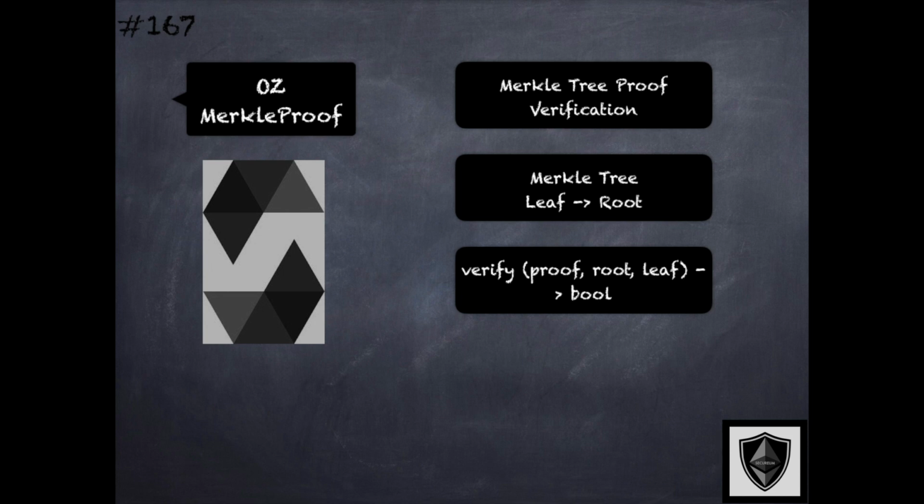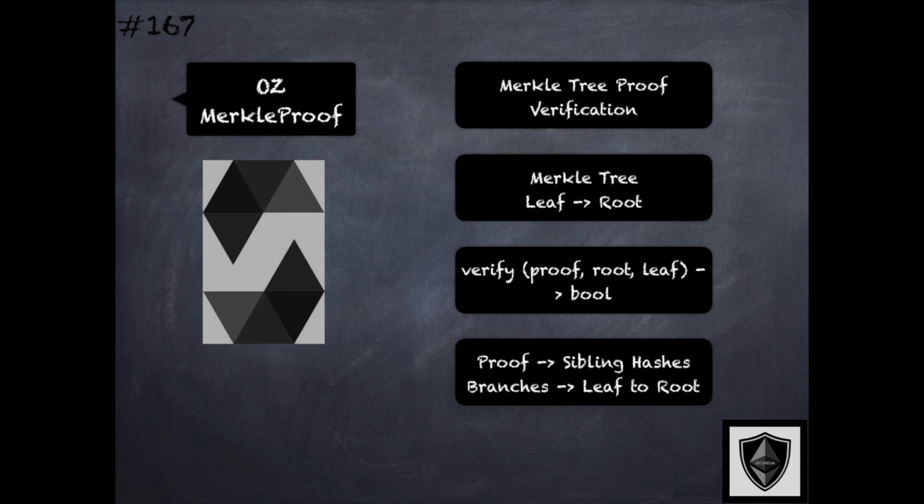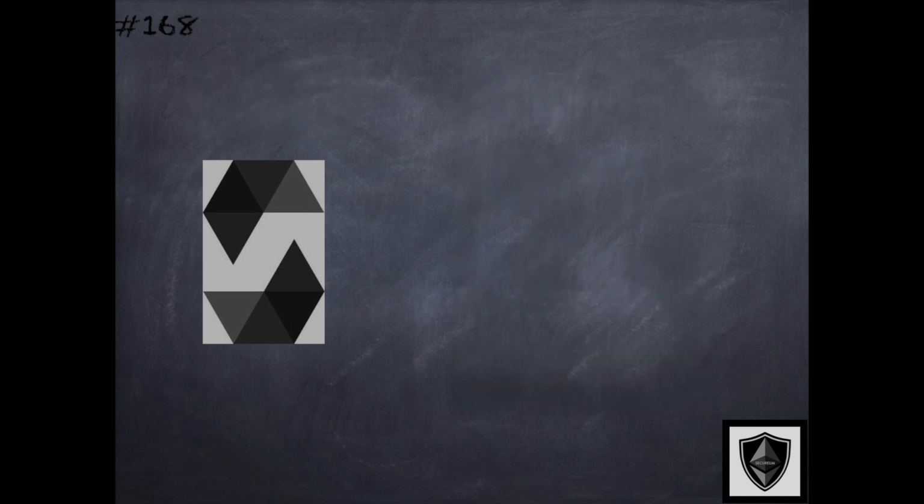And in order to do that, a proof must be provided to this function that contains all the sibling hashes on the branch from the leaf to the root of the tree. So this is an interesting library that is used often where Merkle tree proofs are required within smart contracts.